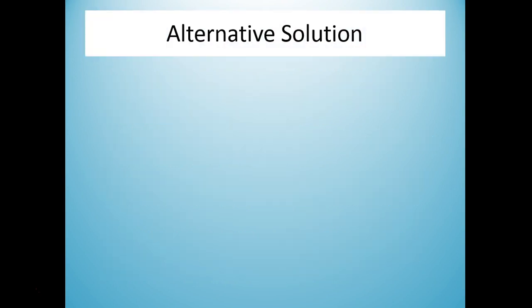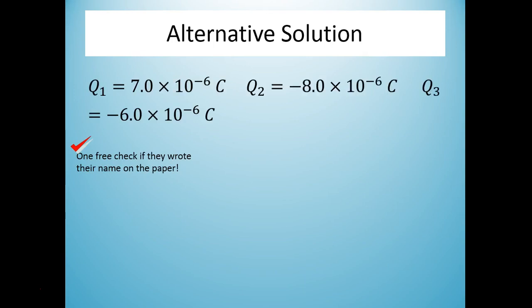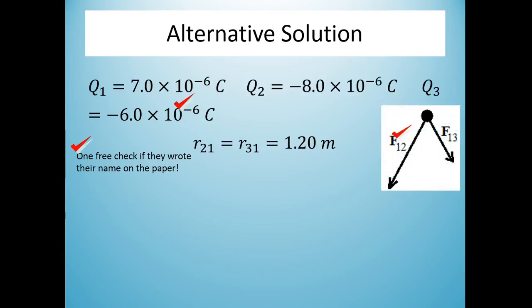So here goes. Here's how we would do it alternatively. The first few checks are pretty much the same as before: writing givens, the free body diagram, and making sure that the sizes of the force vectors make sense, that F12 is bigger than F13. So again, we note the superposition principle. This actually is the superposition principle.